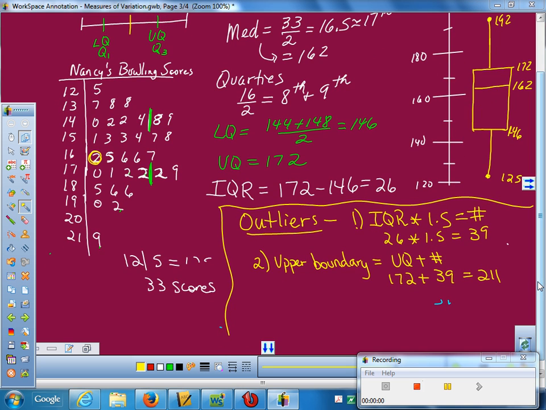Okay, is 125 going to be an outlier? No. Doesn't look like it, but you're going to prove it to me. So how are you going to find the lower boundary? You're going to take the lower quartile and do what? You're going to subtract that number you calculated. So in our case, the lower quartile was 146, and if I subtract the 39, that's 107. We didn't have any data below 107, so we don't have any outliers on the low end.